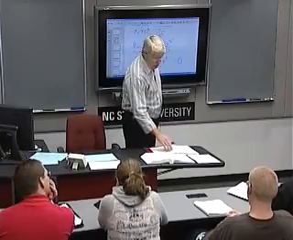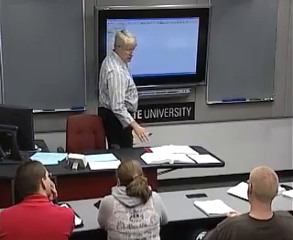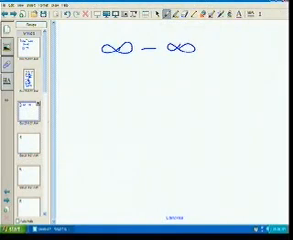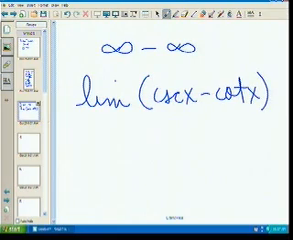Another indeterminate form, other than the so-called standard indeterminate forms, is infinity minus infinity. Again, the goal would be to convert it to a so-called standard indeterminate form. Good trig example here. Cosecant minus cotangent. x is approaching 0.